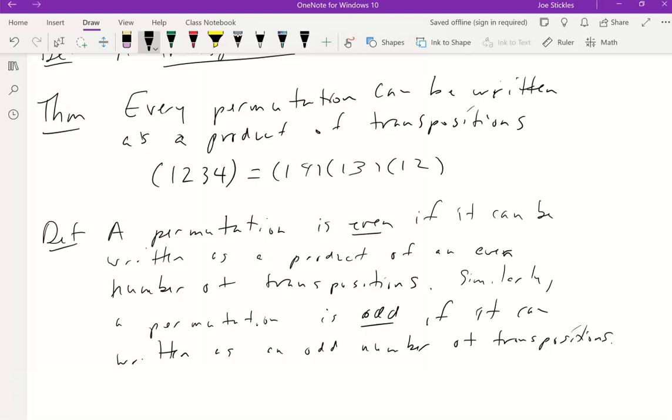So going up to the previous example, we had an even length cycle. That even length cycle is an odd permutation, because it's written as an odd number of transpositions. Even length cycles are odd permutations. Odd length cycles are even permutations, because you can always write it as a product of one fewer transposition than the length of the cycle.